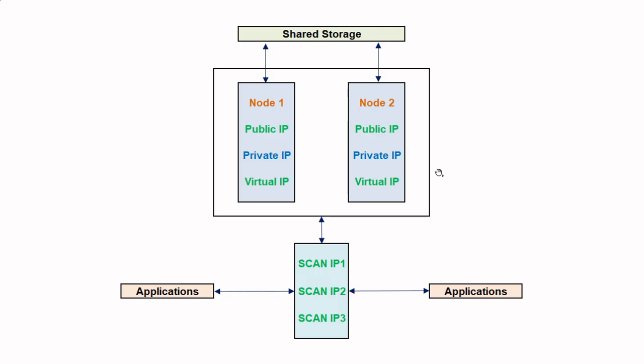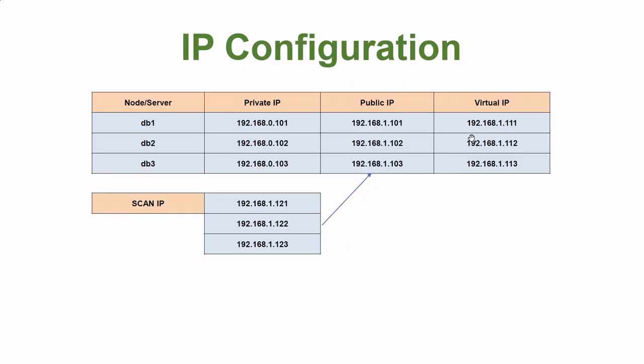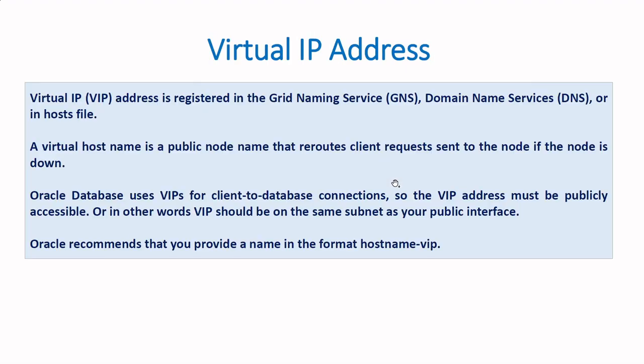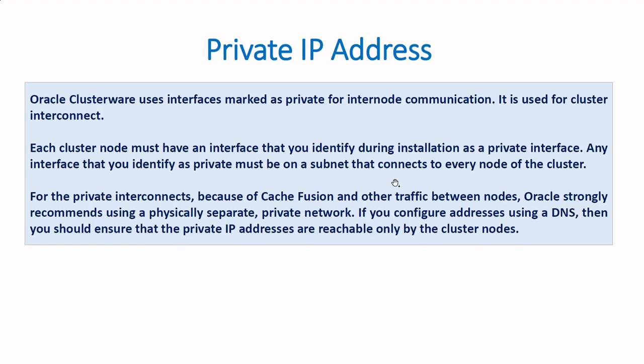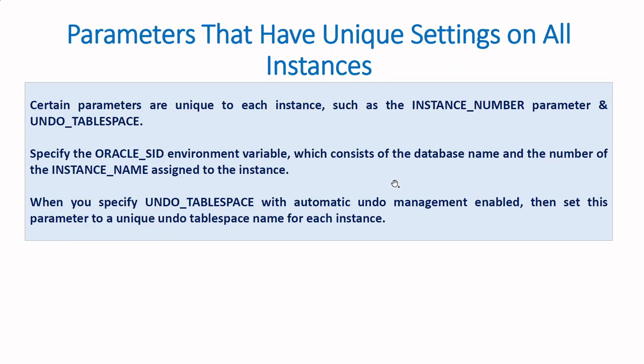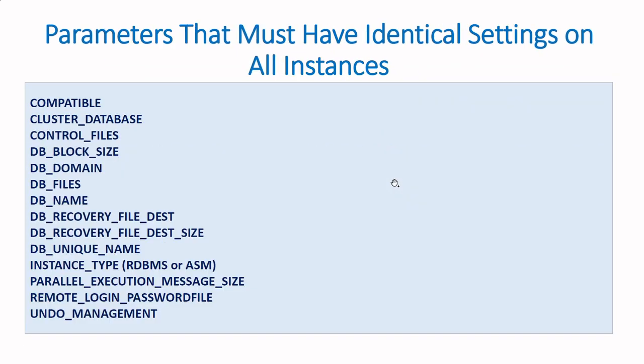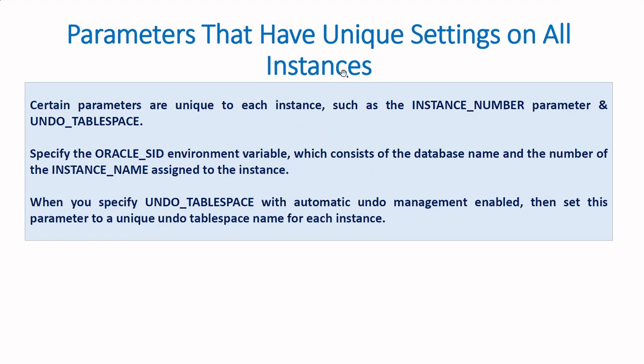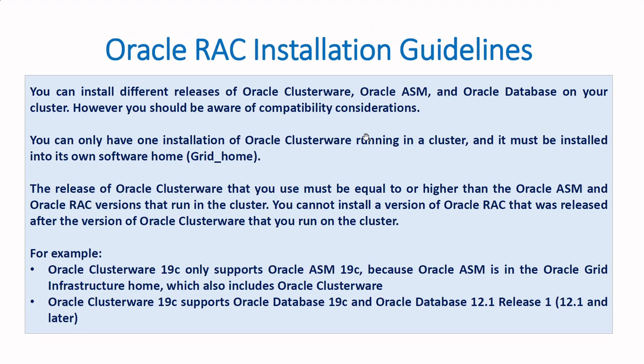What are the interfaces for your cluster? Which subnet should the public IP, the virtual IP and the SCAN IP belong to, and which subnet should the private IP belong to? What is the concept of virtual IP? What is the public IP? What is the private IP? How many interconnects can you have? What is the SCAN concept? What are the parameters that have unique settings? What are the parameters that should have the same settings across all the instances?